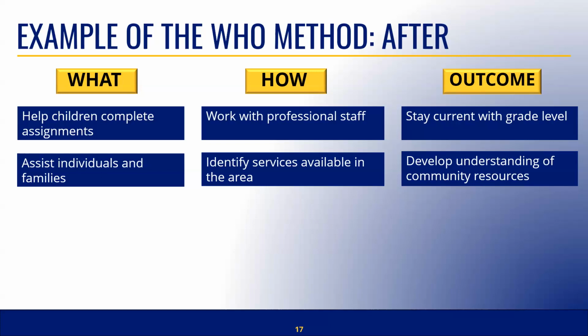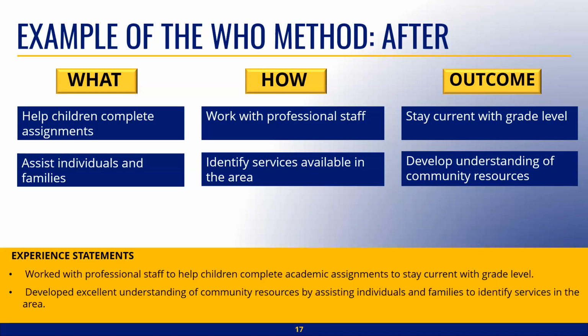Now, when you incorporate all these 3 elements together, it's going to give you one sentence, which is that one bullet point statement on your resume. And when you incorporate all these 3 elements, your statement might sound something like this. Worked with professional staff to help children complete academic assignments to stay current with grade level. Developed excellent understanding of community resources by assisting individuals and families to identify services in the area.